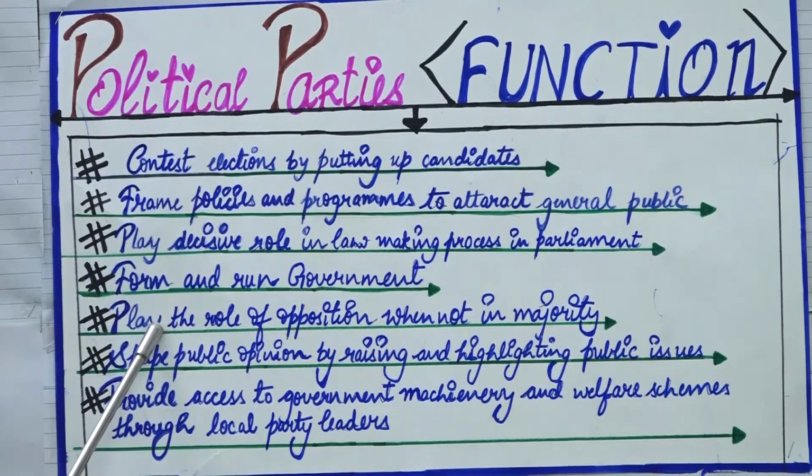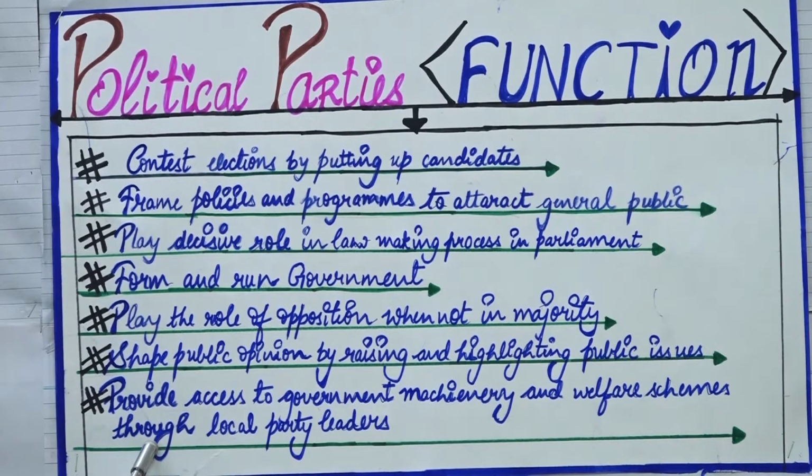The next function of the political party is to shape public opinion. Political parties shape public opinion. They do so by raising and highlighting issues in the legislature and in the media, so that people can understand what is happening around them and whether that is right or wrong. When the political parties put their views, people can make their own views on that particular issue.